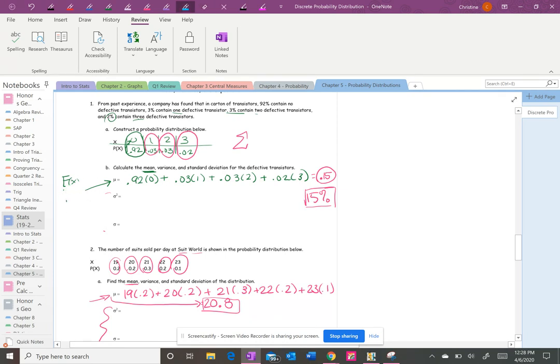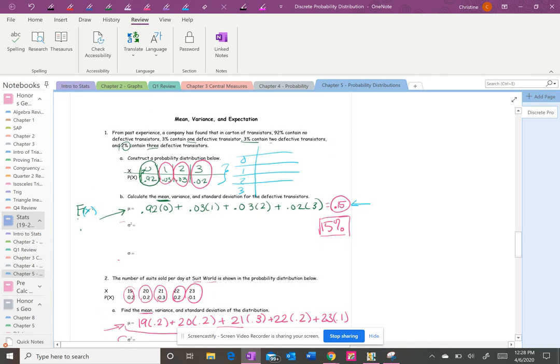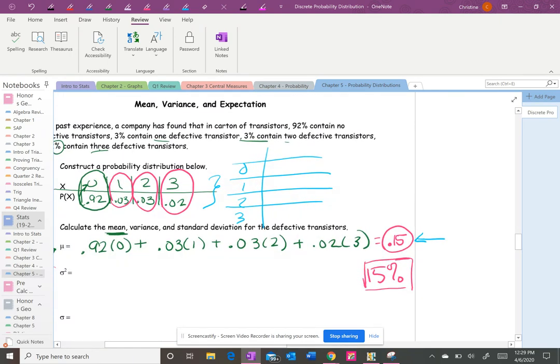So the good news is we already got on Friday the averages. So all you need to do in this case is take your x values and square them. So here was our original table from Friday. It was how many transistors there were. So 0, 1, 2, 3. And then it told us the probabilities. 0.92, 0.03, 0.03, 0.02. Okay, so first I'm going to square the number of transistors. 0, 1, 4, 9. Great.